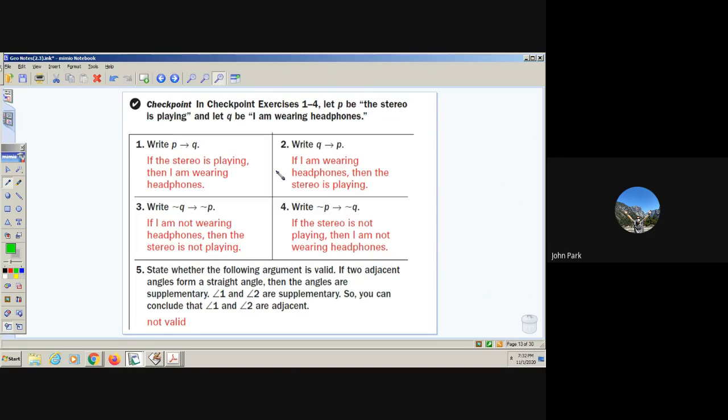So here are the words for that. And this is not a valid usage of the law of detachment. So that's a little bit tricky. You can't go backwards, right? You always have to start with P and then conclude something about Q, all right?